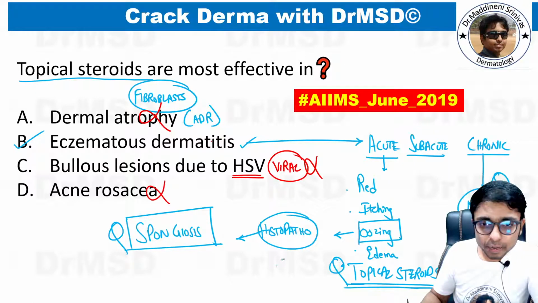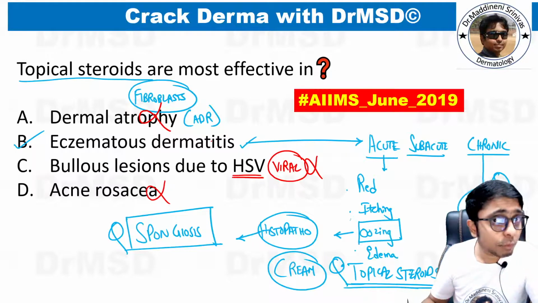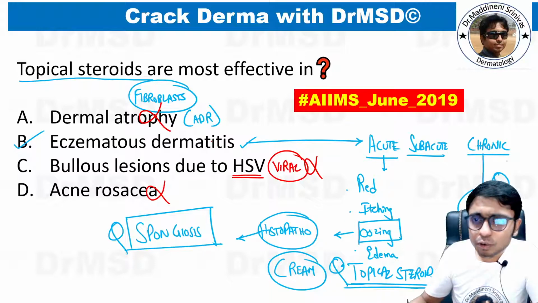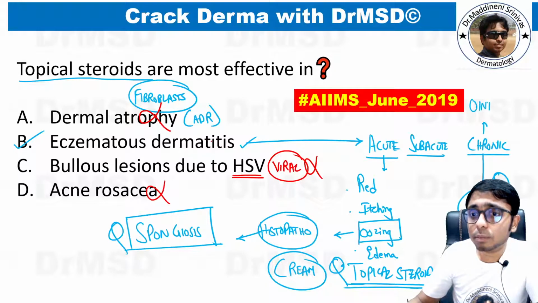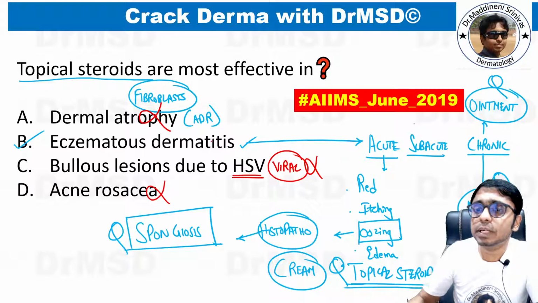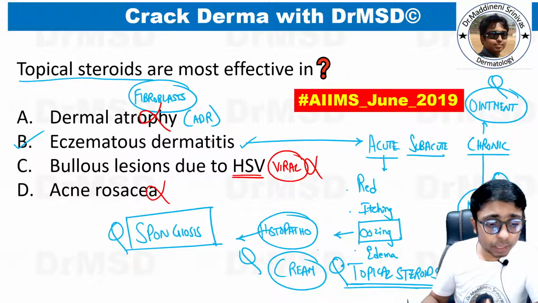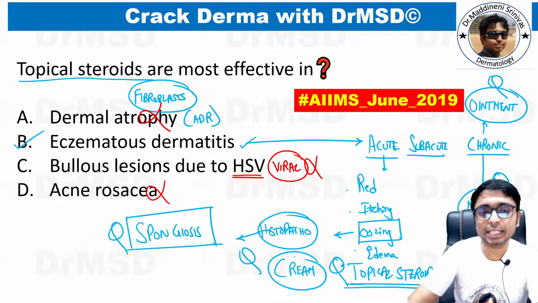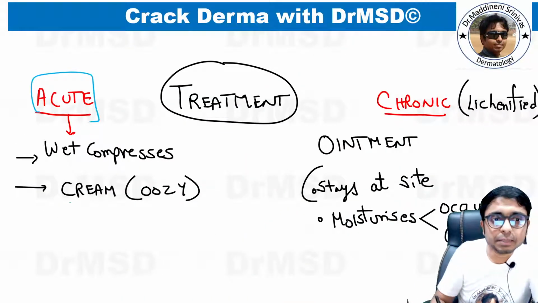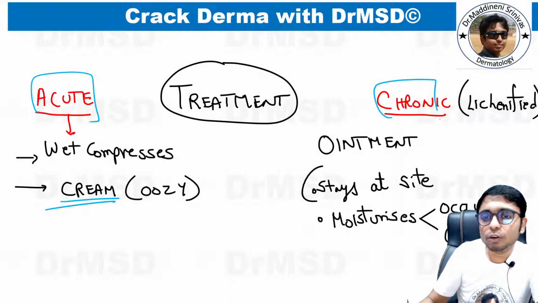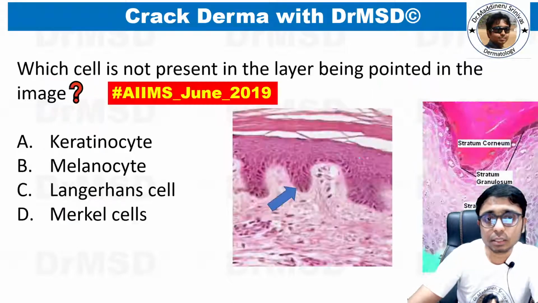And one more point which I will tell you: in acute forms of eczema, we are going to use cream formulation. And in the case of chronic eczema also we will use topical steroids, but there the formulation is going to be ointment based. So this was a JIPMER question. Please make a note of this: cream formulation in acute forms of eczema and ointment formulation in the case of chronic eczema. So you can see here, in acute forms of eczema, cream should be used. In chronic forms, we are going to use ointment based steroids.